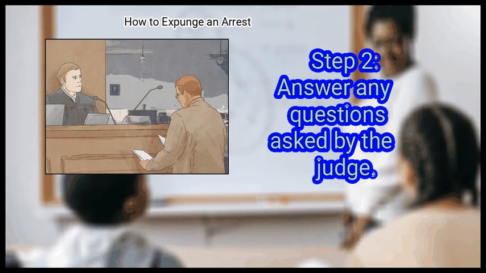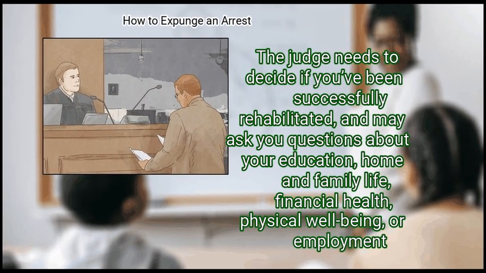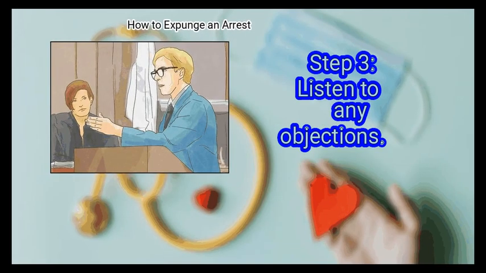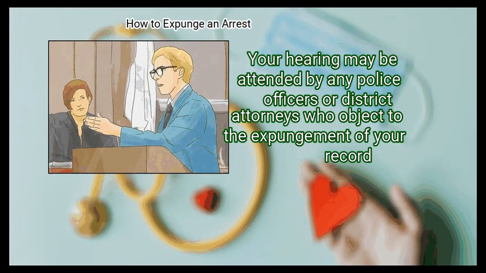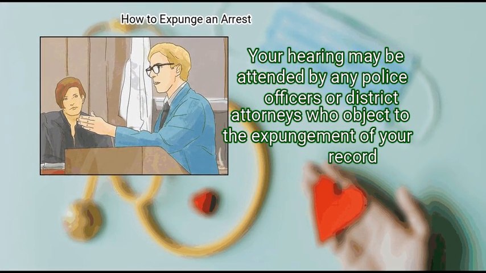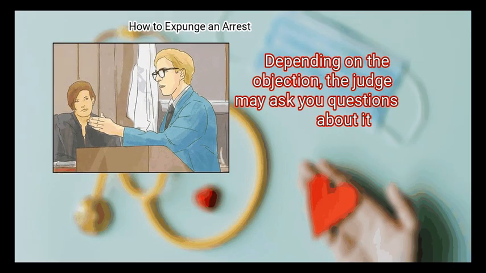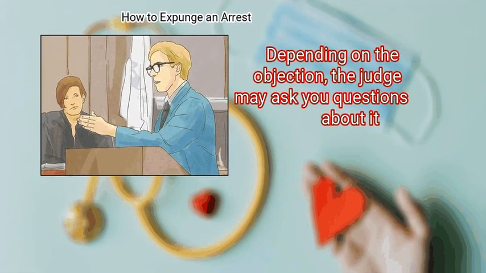Step 2. Answer any questions asked by the judge. The judge needs to decide if you've been successfully rehabilitated, and may ask you questions about your education, home and family life, financial health, physical well-being, or employment. Step 3. Listen to any objections. Your hearing may be attended by any police officers or district attorneys who object to the expungement of your record. Depending on the objection, the judge may ask you questions about it.